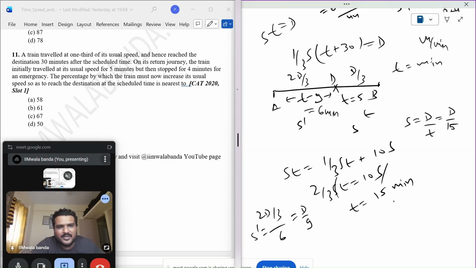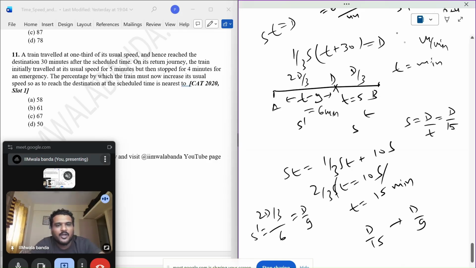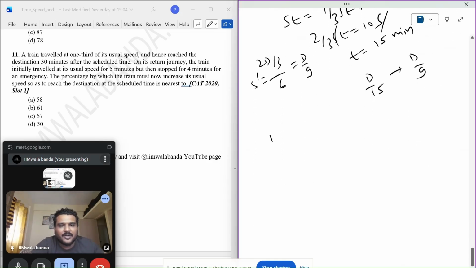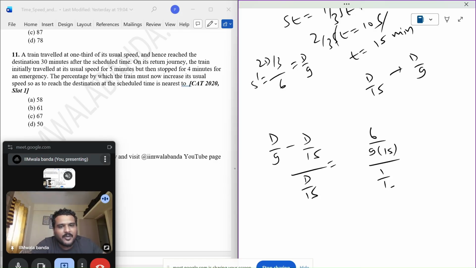Right, so now this information is enough to calculate how much it has increased from d by 15. It has to be increased to d by 9. So what percentage must it have increased its usual speed? The percentage formula is very basic. So d by 9 minus d by 15 upon d by 15. That is 6 by 9 into 15 upon 1 by 15. That will come in the numerator now. So 6 by 9 or 2 by 3. So this becomes 0.666. So 66% it has to increase.